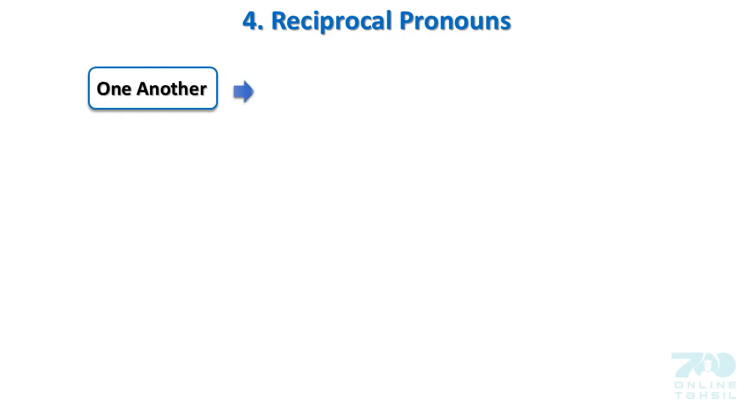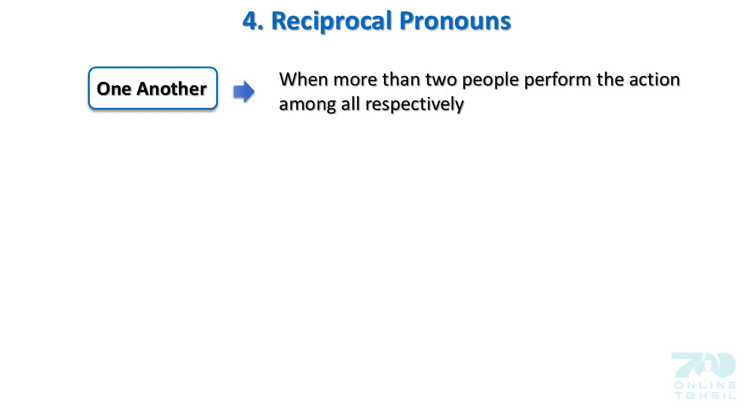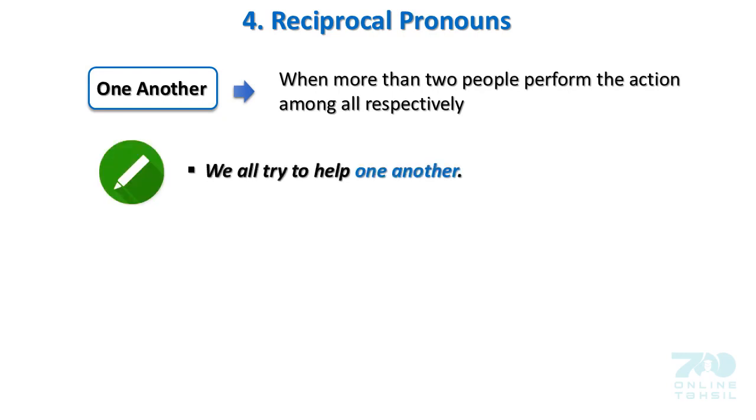We use one another when more than two people perform the action among all, respectively. We all try to help one another. They all need one another's help.